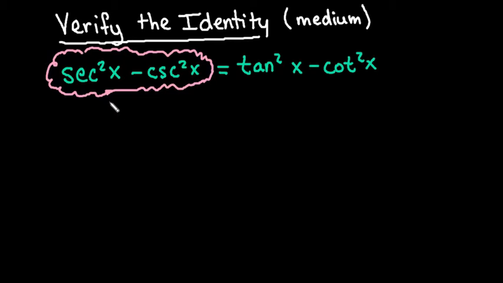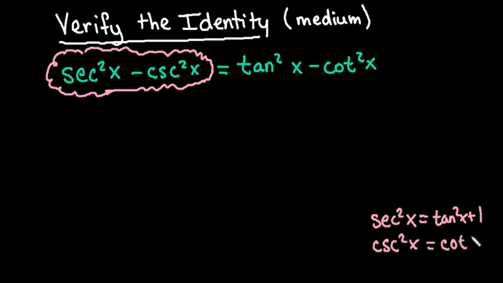I do have a video that shows how to come up with those, but the Pythagorean identities tell us that secant squared x is equal to tangent squared x plus 1, and we also have a Pythagorean identity that cosecant squared x is equal to cotangent squared x plus 1. So I'm going to use both of these trig identities because I'm trying to go from secant down to tangent. There are other ways I'm sure that you could get to the same thing, but this was the easiest way that I saw.